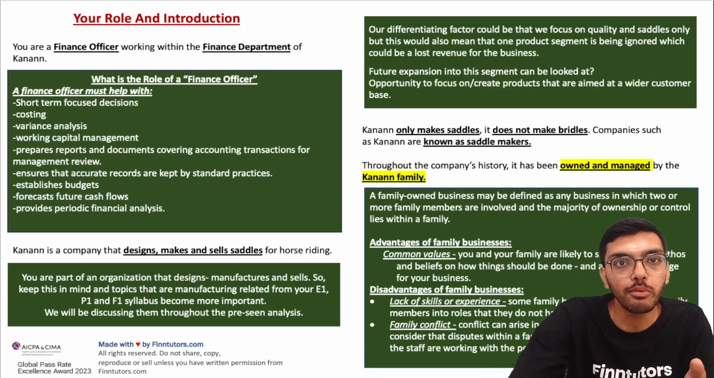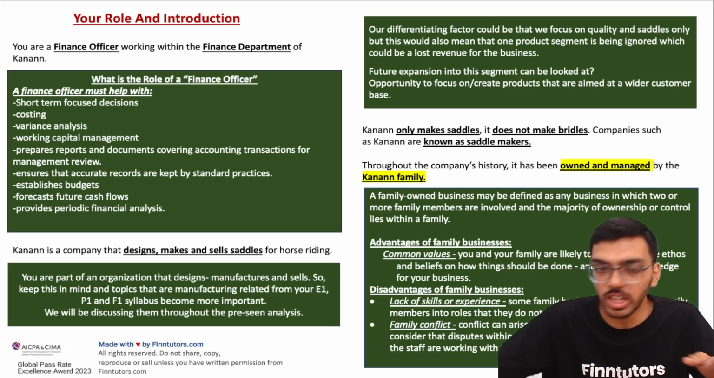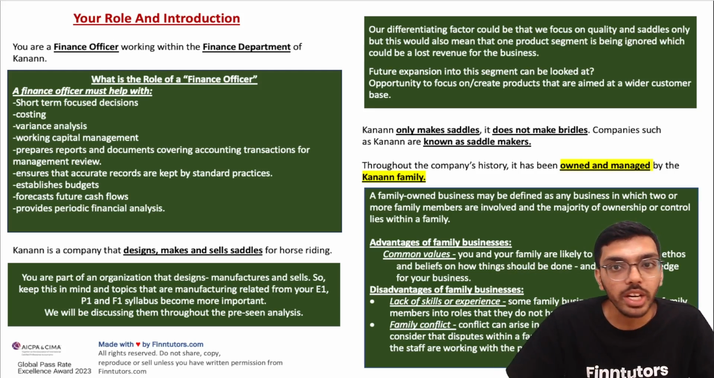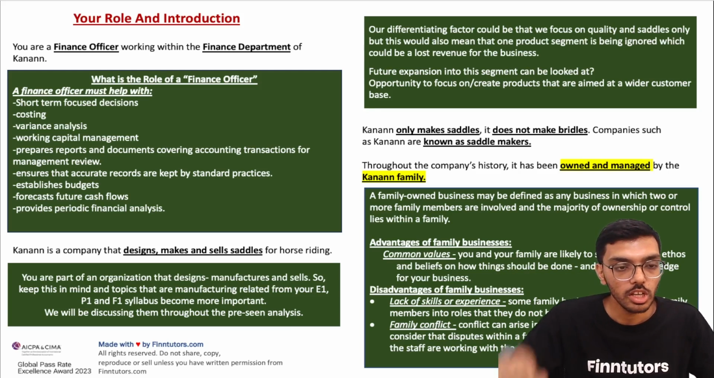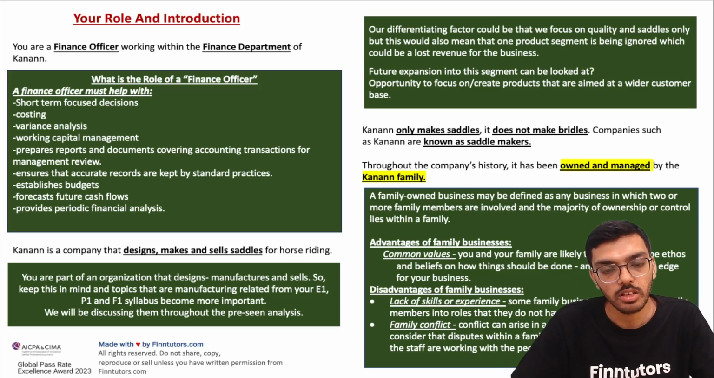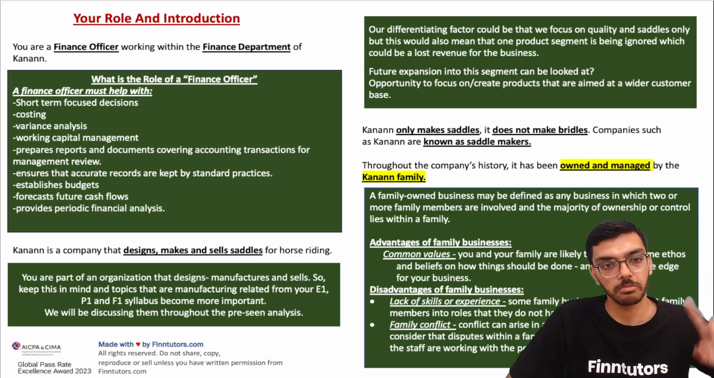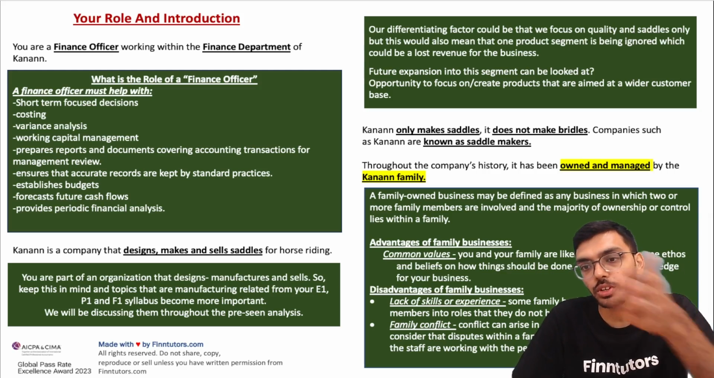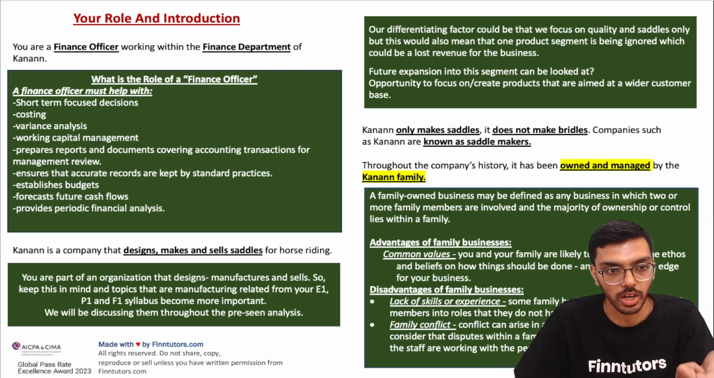If you are not focusing on revision and only going through the pre-seen and looking at past papers, it is absolutely not going to help. Kanann is a company that designs, makes and sells saddles for horse riding, which means we are doing everything from the very inception to the very end of our product.